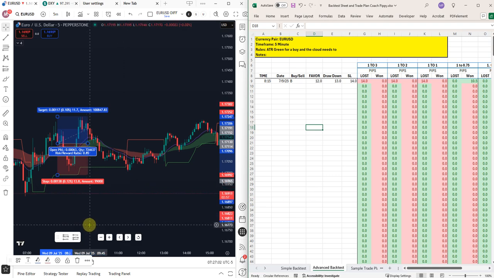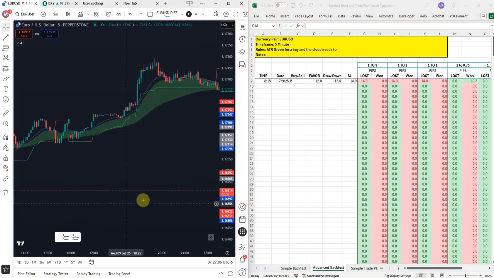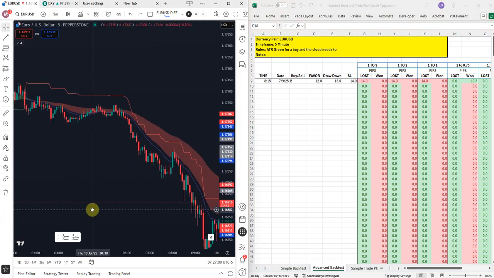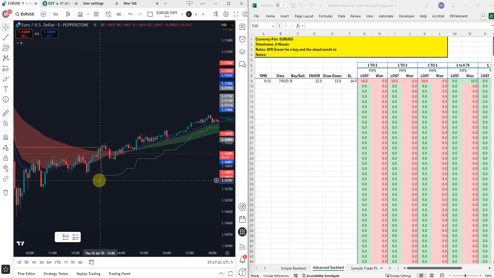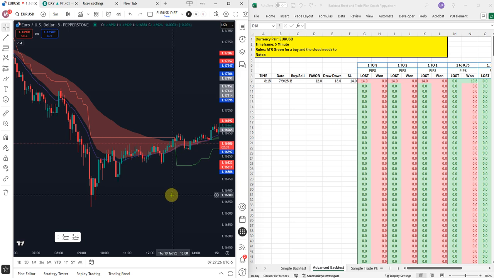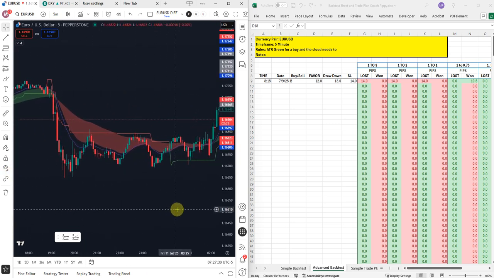All right, so that probably took us past our trading window. It did. So let's go to the next day. All right, 6 o'clock in the morning. Our ATR had already been red and our cloud was already red, so we missed that trade. And then here we are, that trade took all morning, right? So we're done. We're gone to the next day.